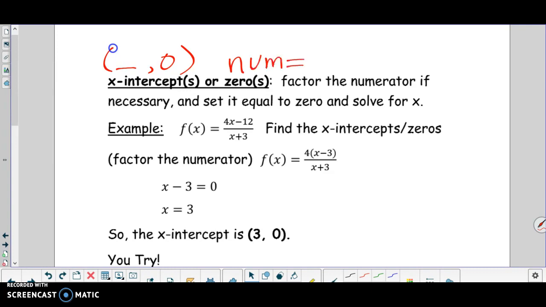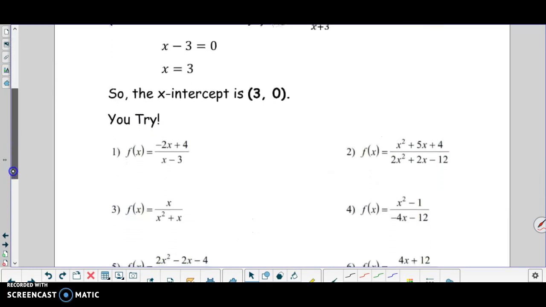Now, to find an x-intercept with these rationals, this might be something when we start building our flashcards. You set the numerator equal to 0. That's different from our domain restrictions because there we set the denominator equal to 0. But now we are setting the numerator equal to 0. Okay? So let's do our first example.